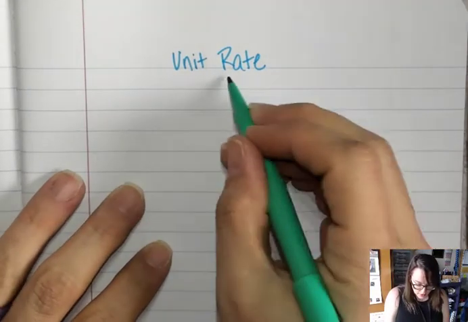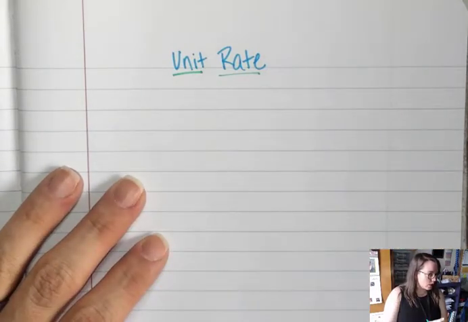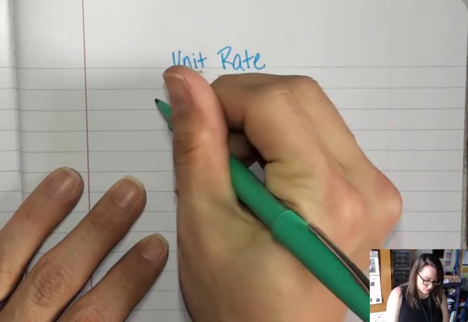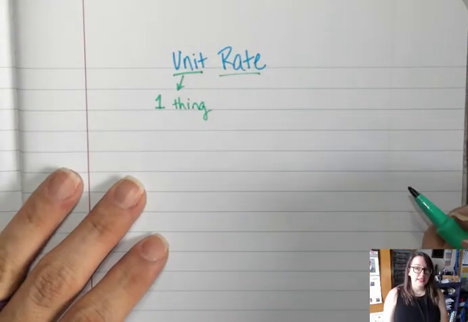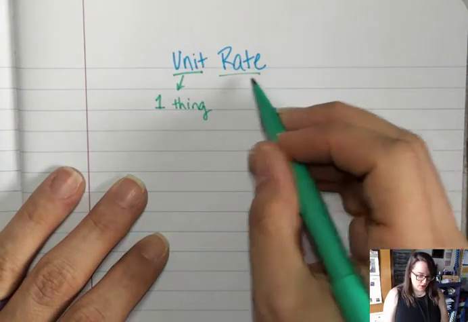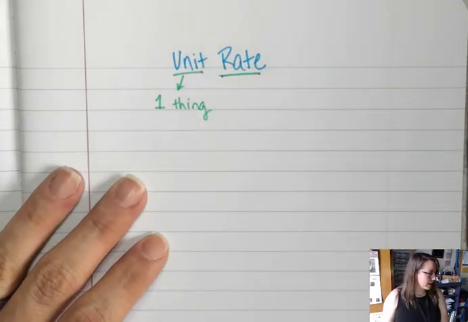Perfect timing. So, yes, you learned this last year. A unit is 1. Unit is one thing. A rate is a ratio that compares two values.